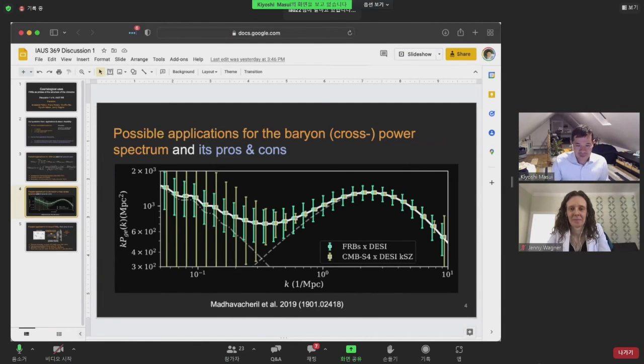Okay, I wonder, the second is the CMB, the KSZ, cross DESI. So clearly that is KSZ. But for the first one, does this cross-correlate FRBs directly with the DESI galaxy distribution, or with KSZ, or what is it?